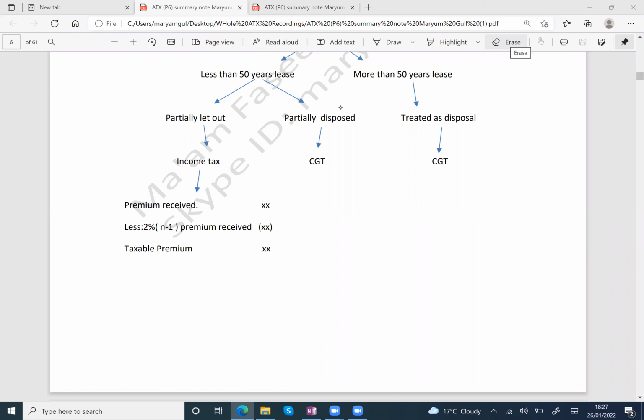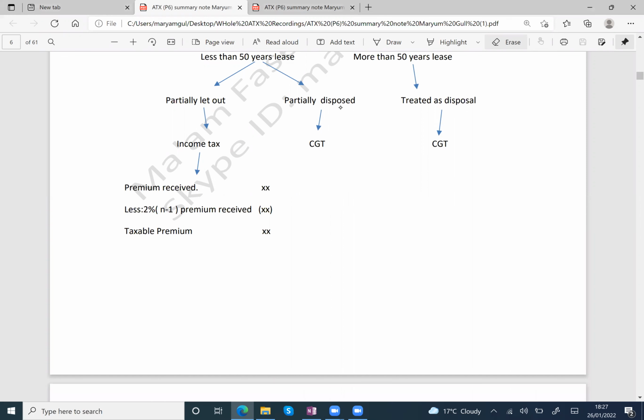So partially your property will be considered as let out. And when you let, you will receive the rental income. So premium received is considered as rent, and rental income tax you will pay. So how will you pay the income tax on lease premium?